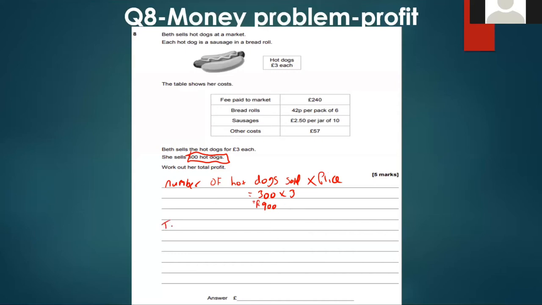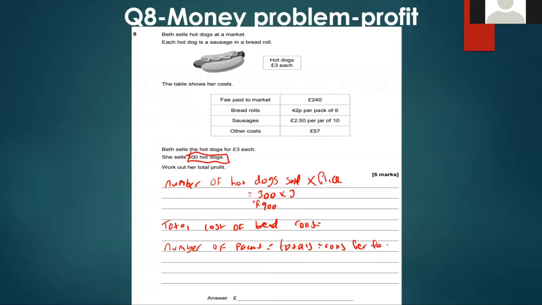Now she's got to also pay for the total cost of bread rolls. Okay, so the total cost of bread rolls, well, that's going to be the number of packs. Looking at the number of packs that she's got, how many can we get in one pack and how many did we sell? Well, that's going to be the total rolls that we've got divided by the rolls that you get per pack.